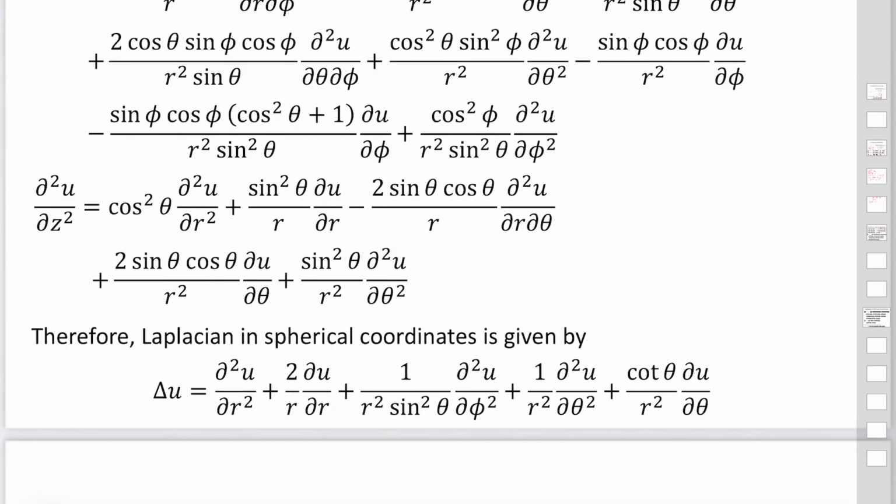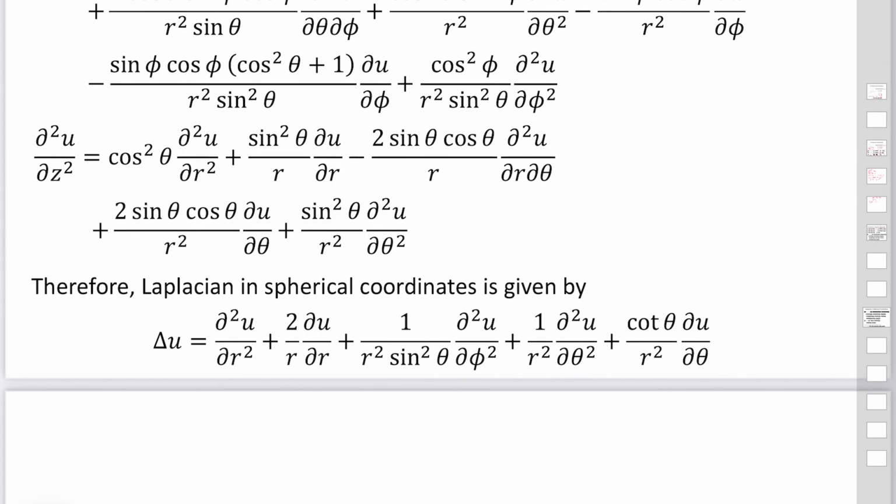Then we could calculate the Laplacian in spherical coordinates. This is the Laplacian in the spherical coordinate. So we are going to use these Laplacians when we'd like to solve the Laplace equation in the spherical coordinate. Okay, this is the end of this session.